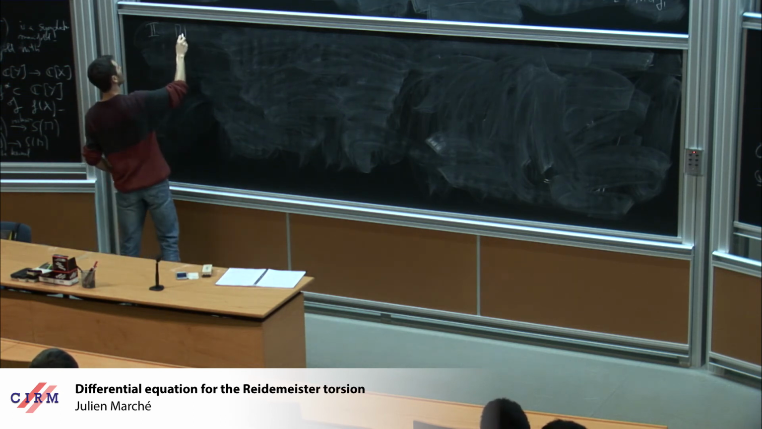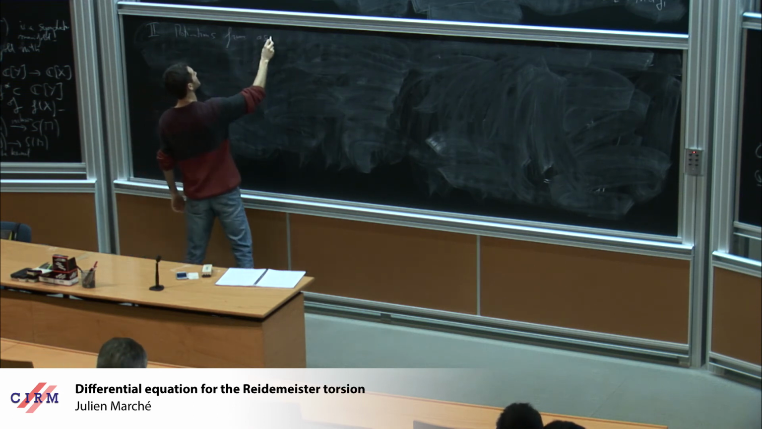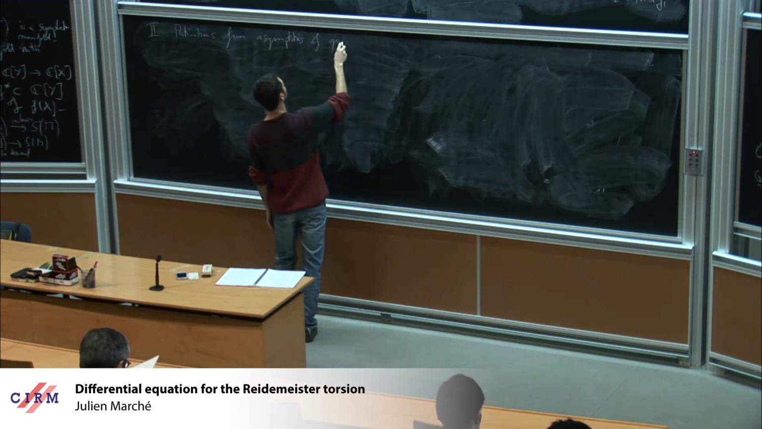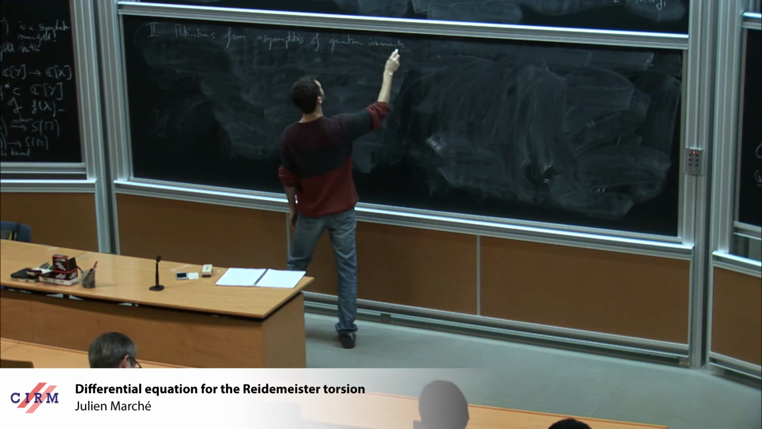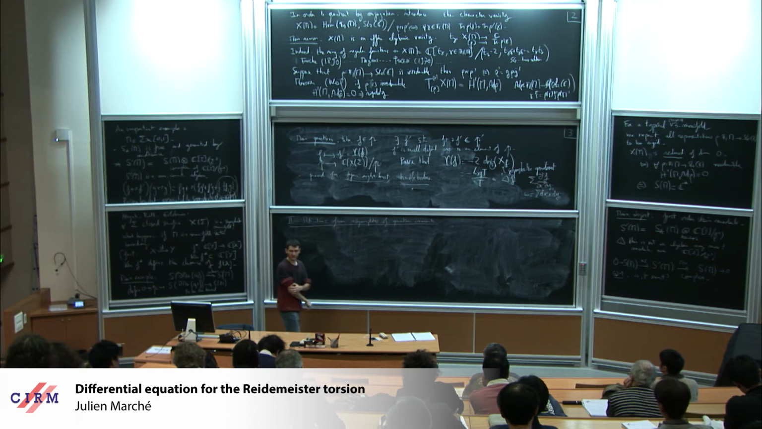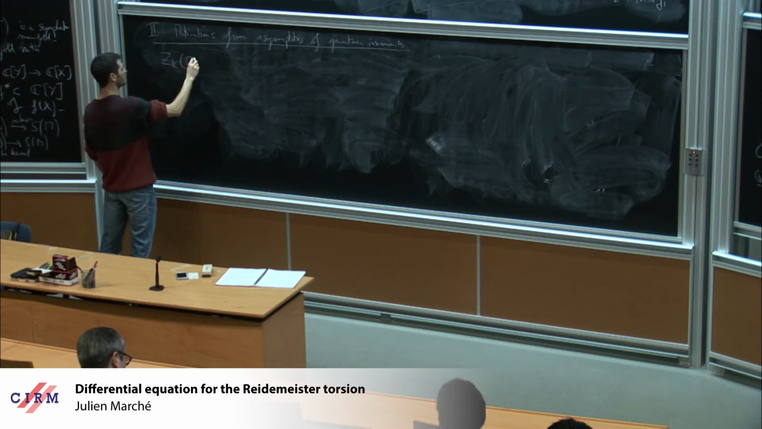The motivations from asymptotics of quantum invariance. So the main question is really related to this Witten conjecture. This Witten conjecture is about this invariant Z_k of M.